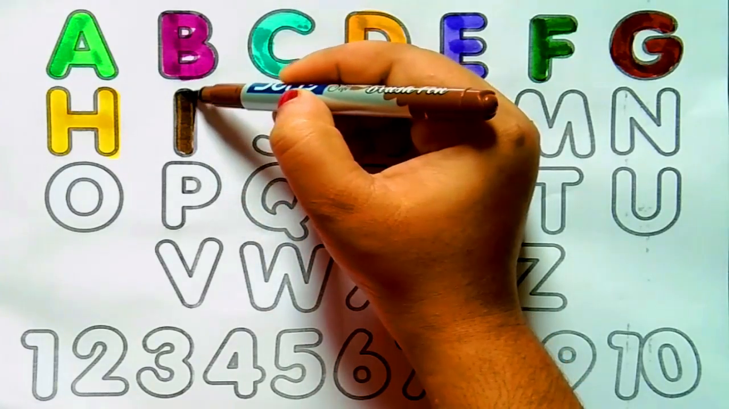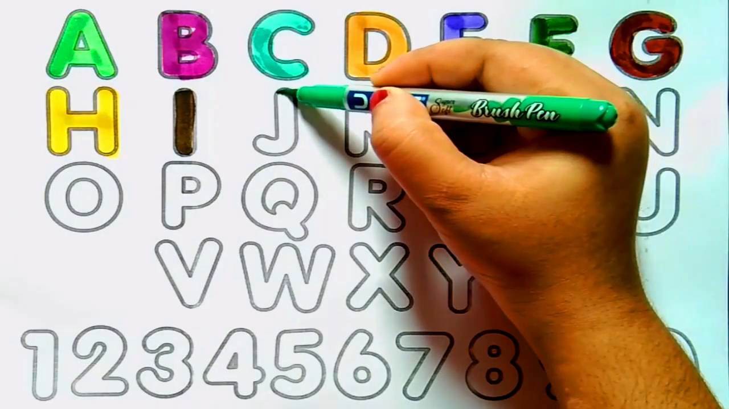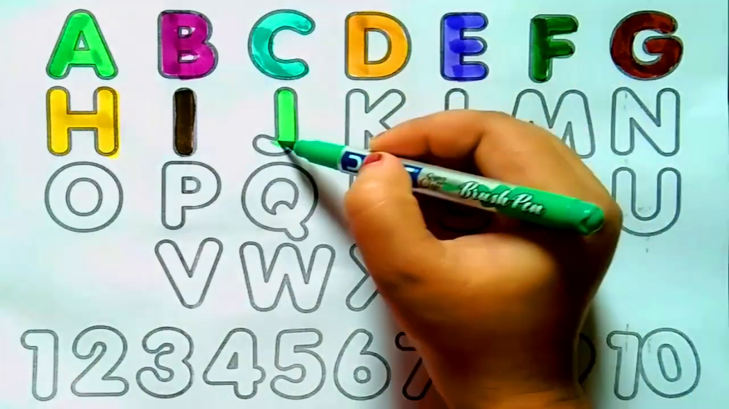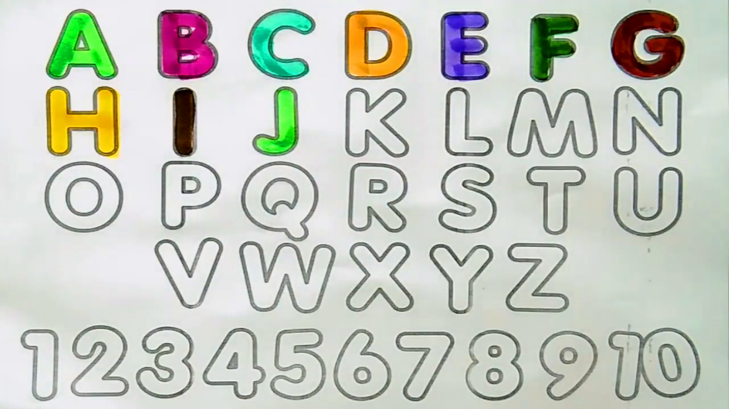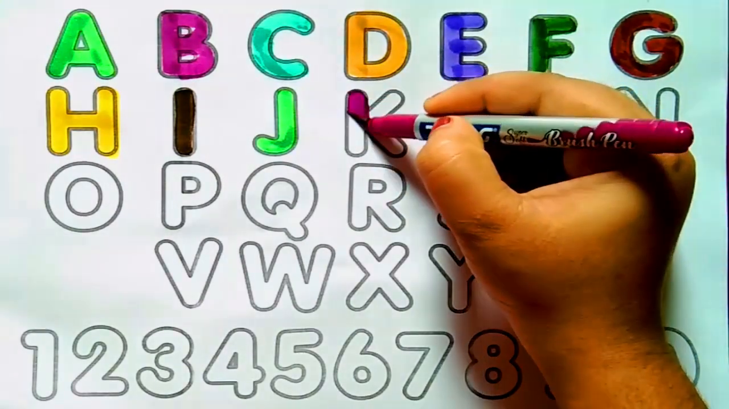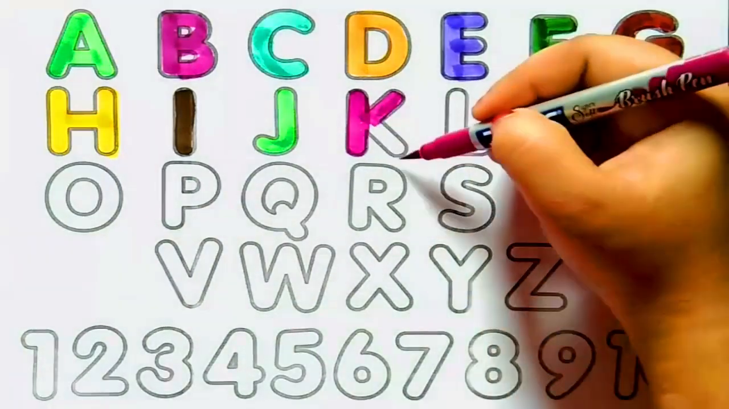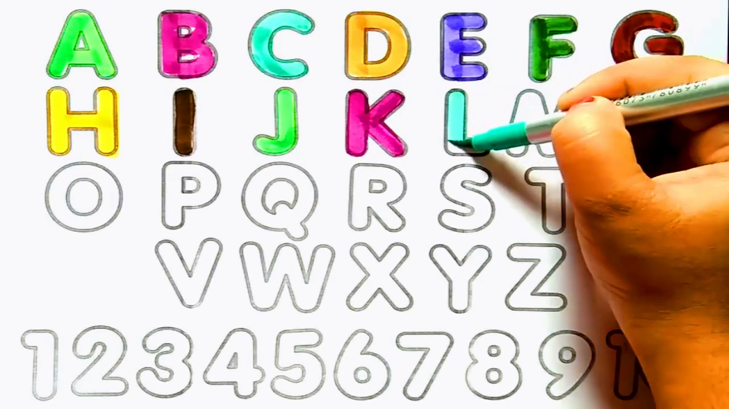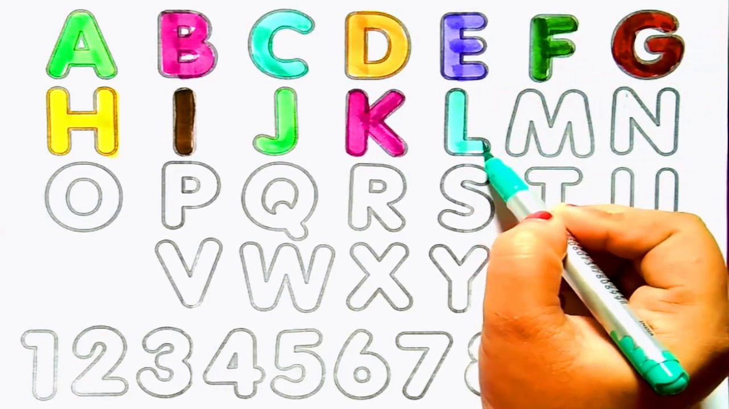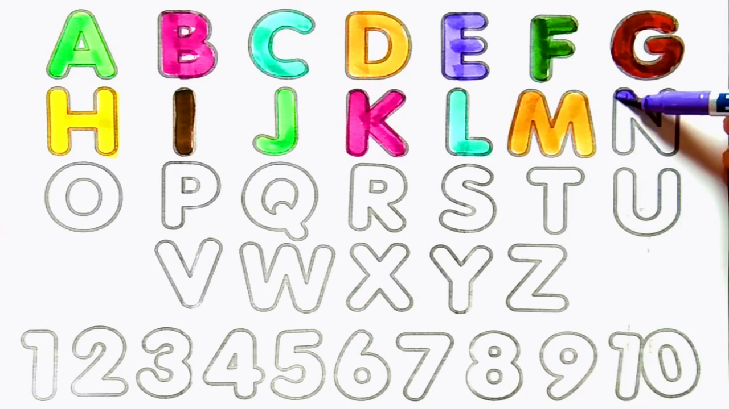I for iron, I for iron. J for jeep, J for jeep. K for king, K for king. L for lamp, L for lamp. N for nightingale.